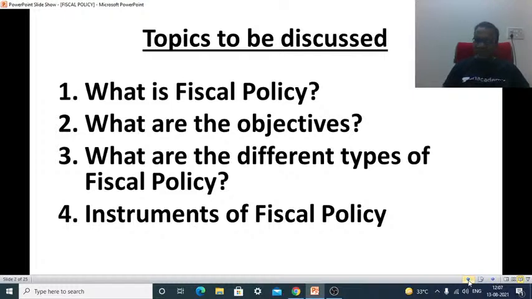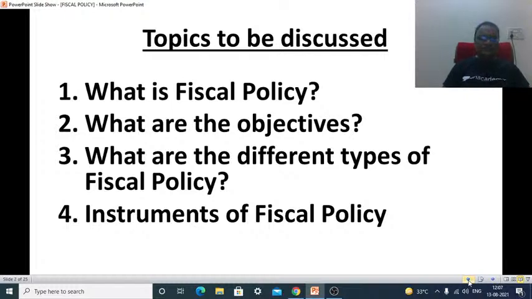As we have mentioned earlier, first one is revenue policy, second one is expenditure policy. The government tries to achieve the objectives of this fiscal policy with the help of what we call revenue policy and expenditure policy. It tries to achieve the objectives.